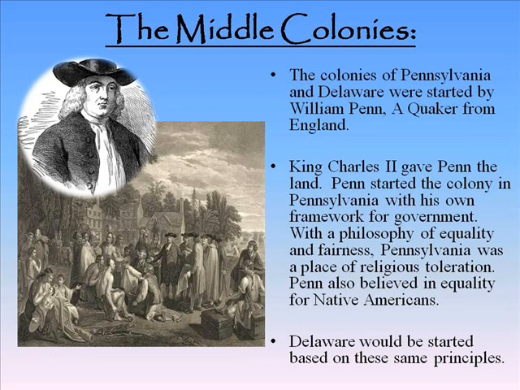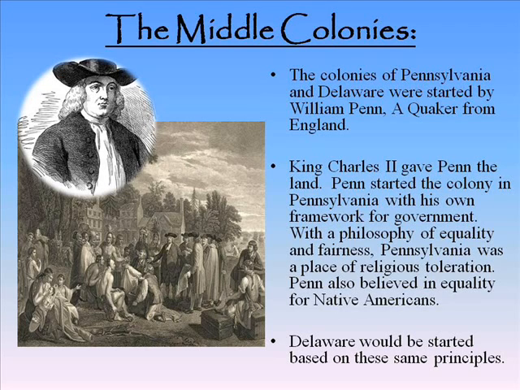Now, the colonies of Pennsylvania, PA, and Delaware, DE, were started by William Penn, a Quaker from England. King Charles II gave Penn the land. Penn started a colony of Pennsylvania with his own framework for government, with a philosophy of equality and fairness.